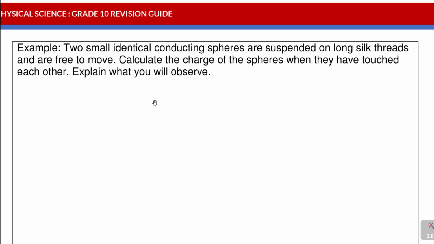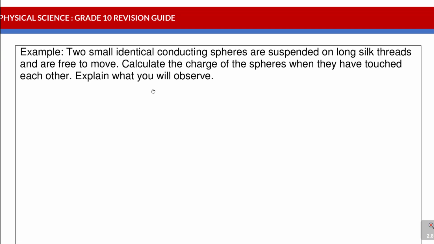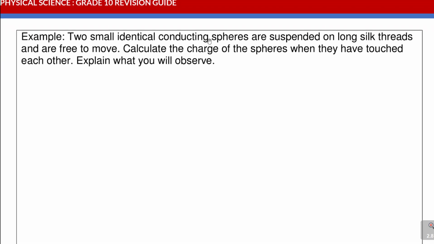Maybe to start with an example, let's look at this one. It says two small identical conducting spheres are suspended. By suspending, they are isolating them. They are suspended on a silk thread and are free to move. So they will ask you, why are they suspended? It's because they need them to be isolated so that there cannot be any conduction, whether it's loss of electrons or gain of electrons. A silk thread is an insulator. It does not allow electrons to move.